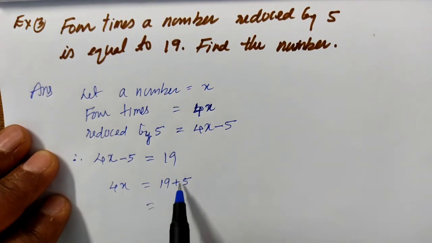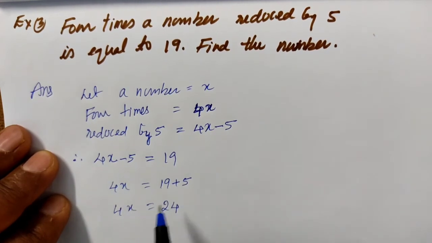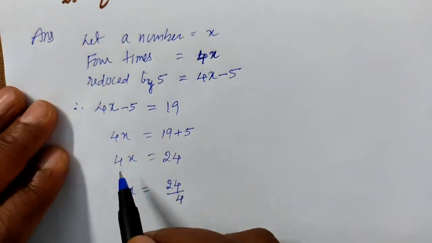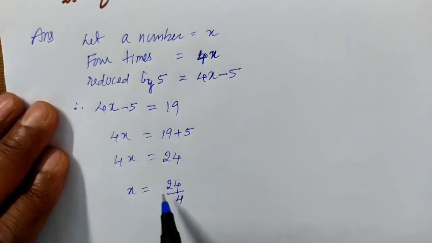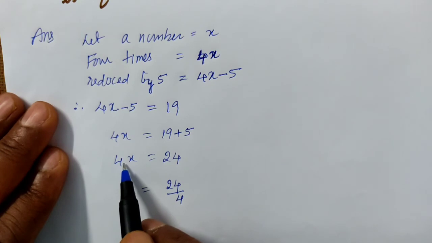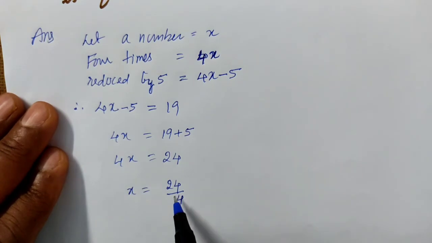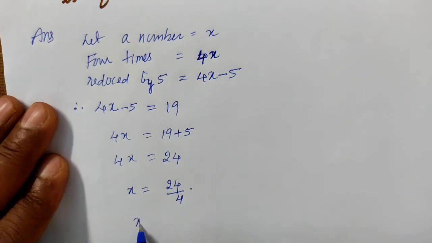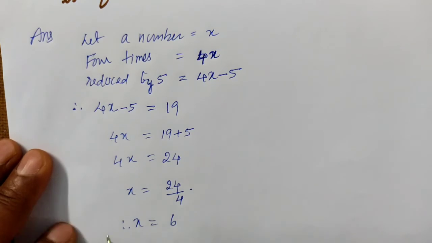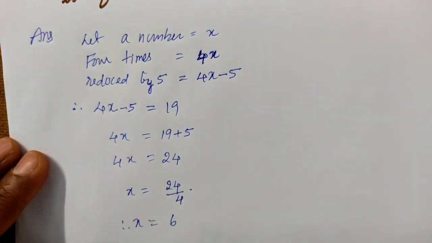Now how much is it? It is 24. So 4x is equal to 24. Therefore x is equal to 24 by 4. So if you transpose this 4 to this side, it is multiplying x. If you transpose it to this side, it divides 24. So x is equal to 24 by 4. So x is equal to 6. Okay. So the number is 6.